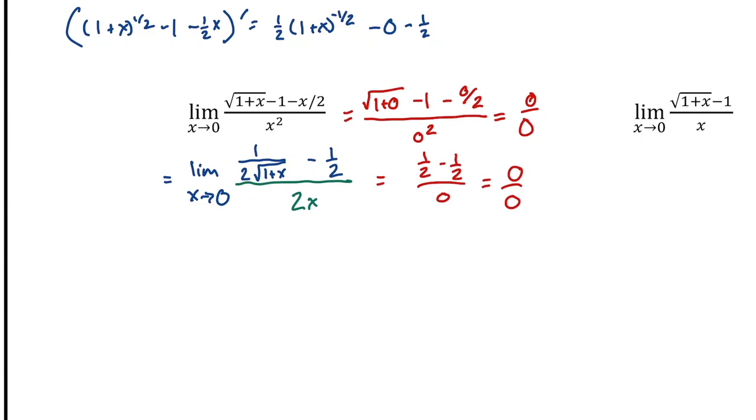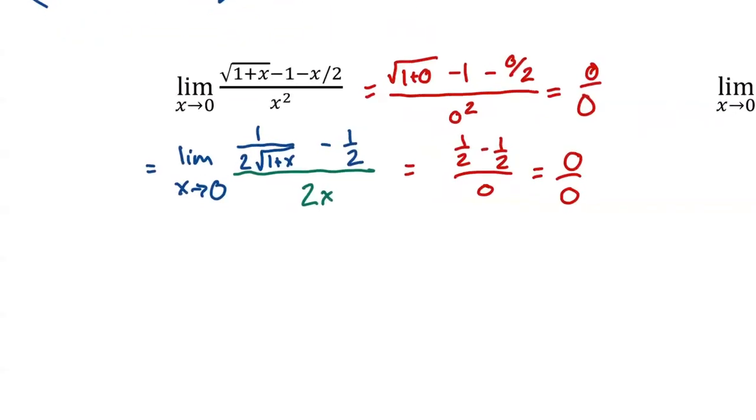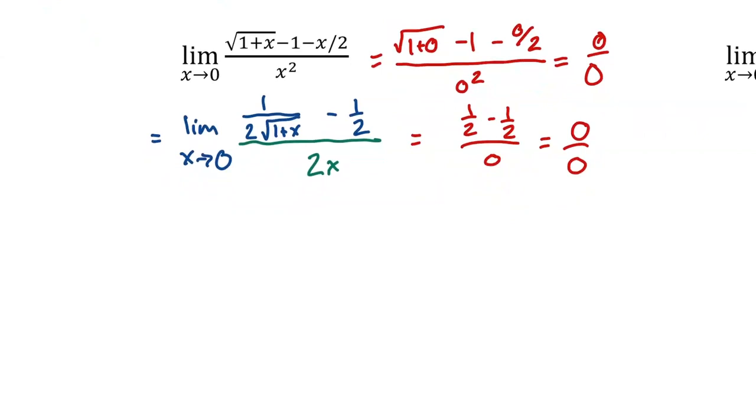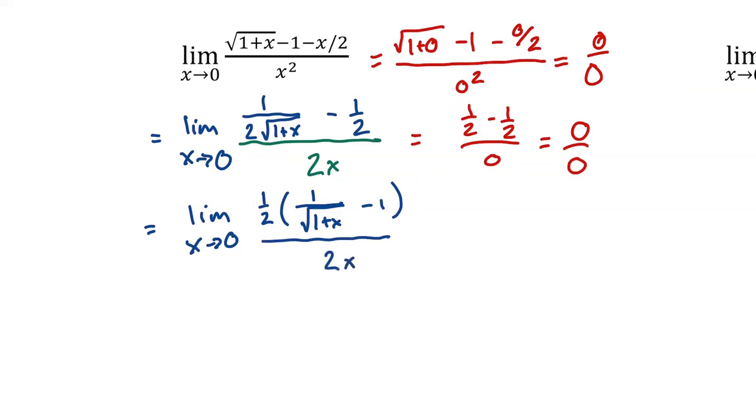So there's a couple ways you could approach cleaning up. The one thing you can do is factor out the 1/2. Or actually, the way I'm going to think about this, no, I'll factor out the 1/2. So we have the limit as x goes to 0. I'm going to factor out the 1/2, which gives me 1 over, let's see, the square root of 1 plus x minus 1, divided by 2x. So again, just thinking how I could simplify this.